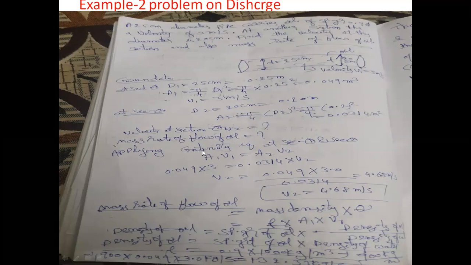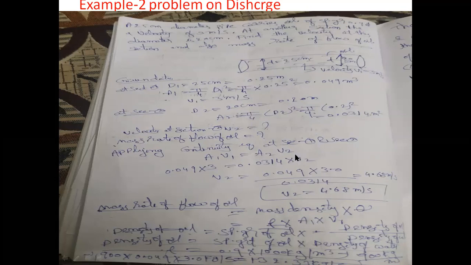Applying the continuity equation at section 1 and section 2: A1 V1 equal to A2 V2. A1 equals 0.049 into V1, which is 3. A2 equals 0.0314 into V2.